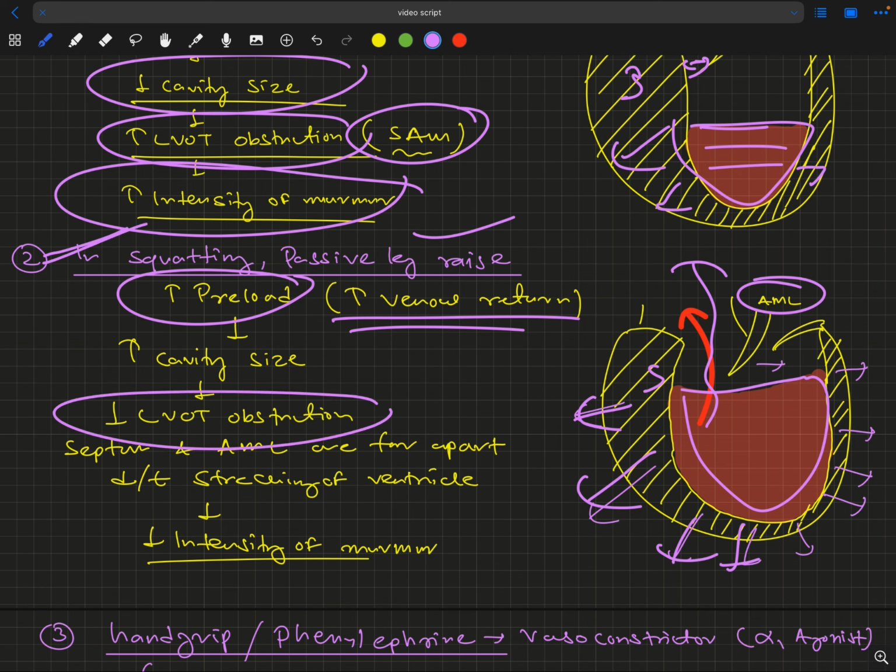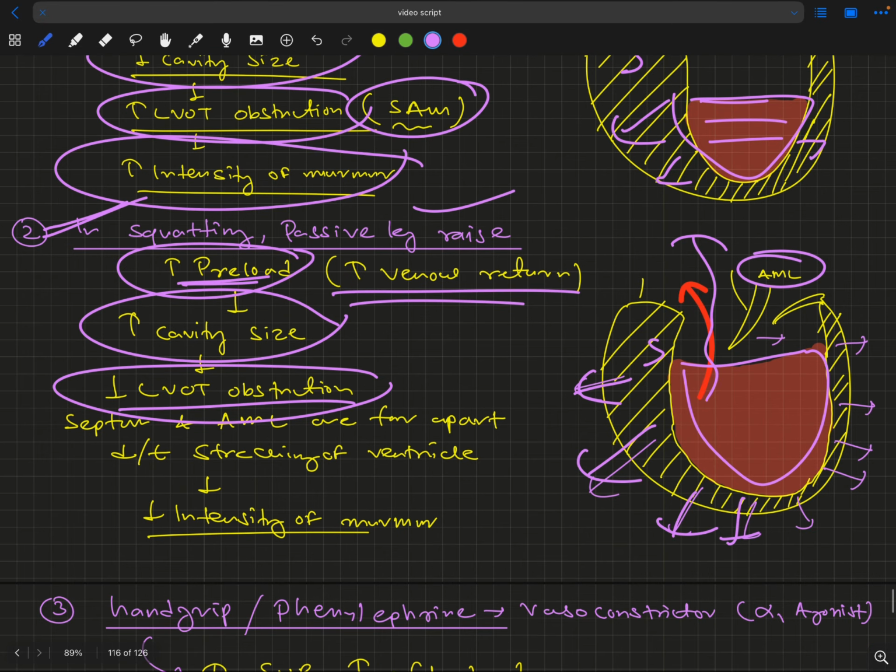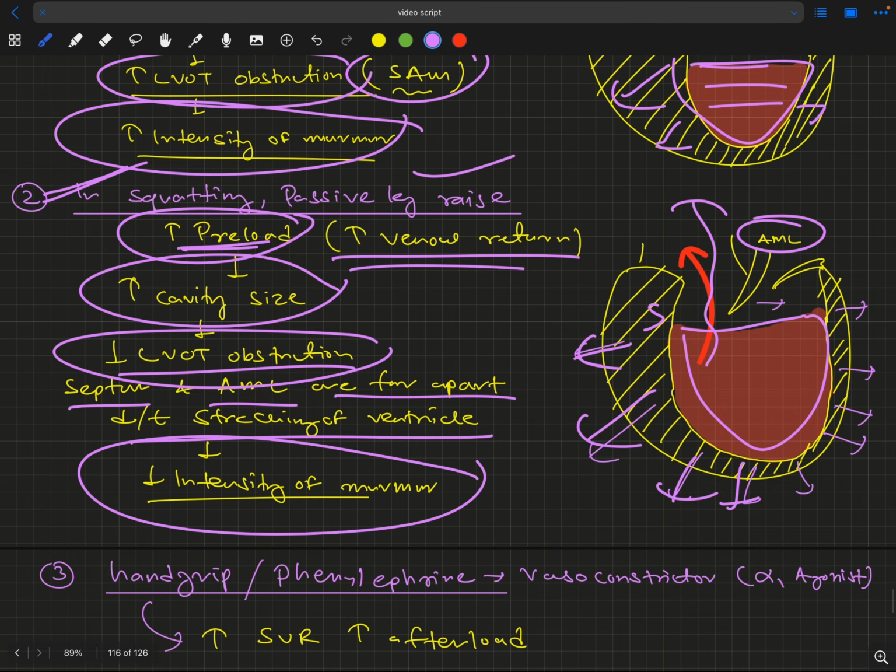So in squatting or passive leg raise, there will be an increase in preload. Increase in preload leads to an increase in cavity size, which will lead to more stretching. That will lead to a decrease in alveolar obstruction. So the septum and anterior mitral leaflet are far apart due to stretching of the ventricle. So that will lead to a decrease in intensity of the murmur because this anterior mitral leaflet and septum are far apart. Blood can move easily. There is no narrow passage, so the murmur intensity will decrease.